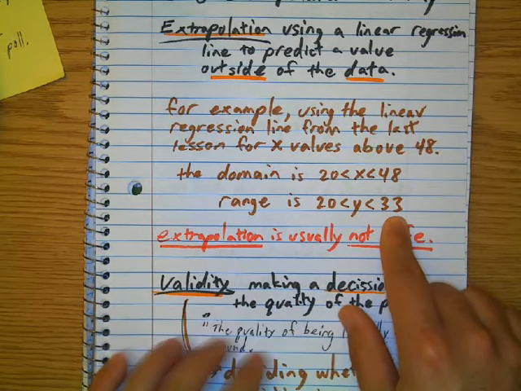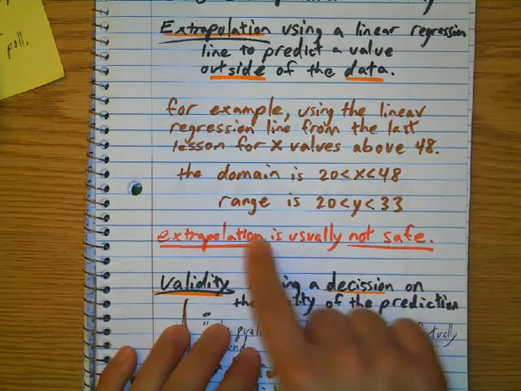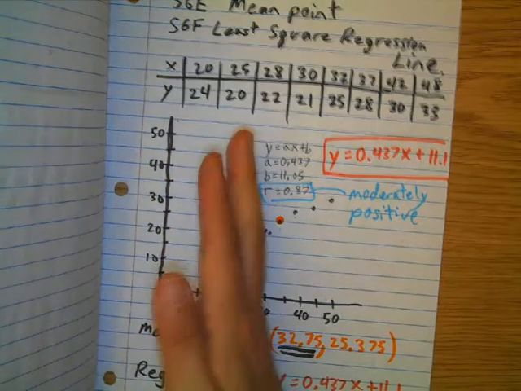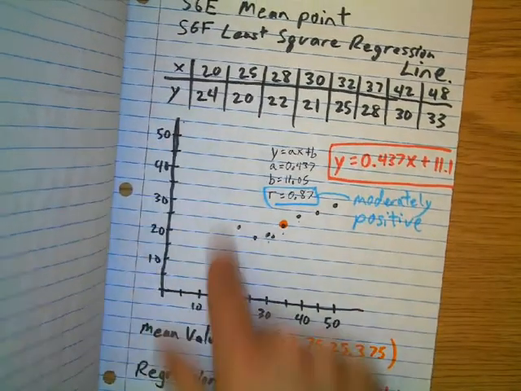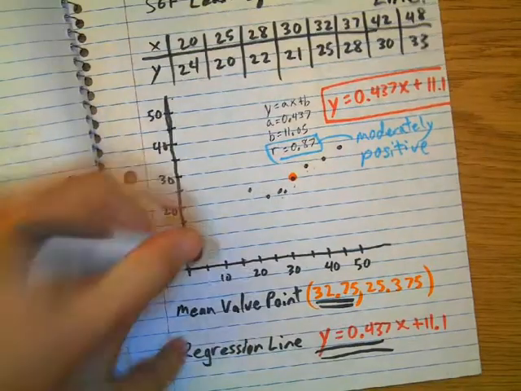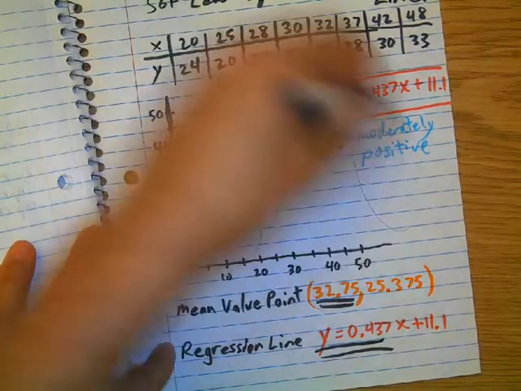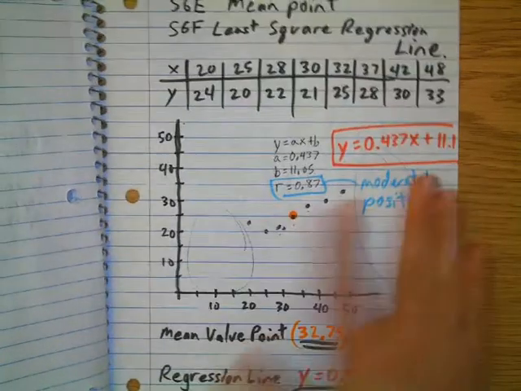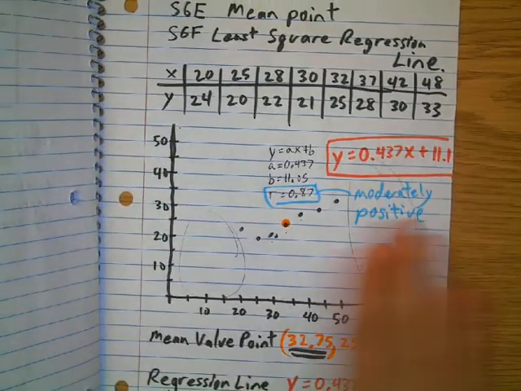Now extrapolation usually is not safe because basically I only have data between here and here. So if I wanted to find data in this area or this area, it would be extrapolation because I don't have data to make a prediction for values in these areas.